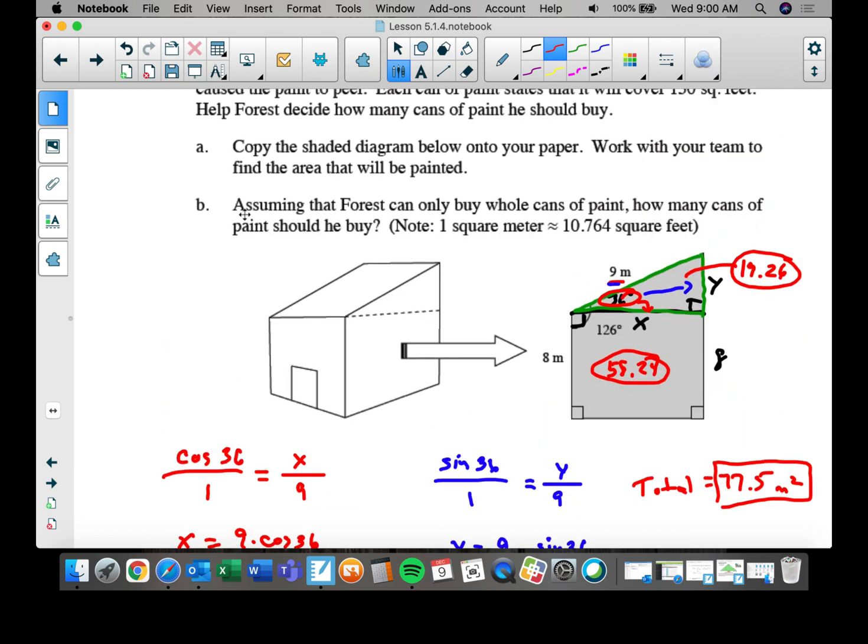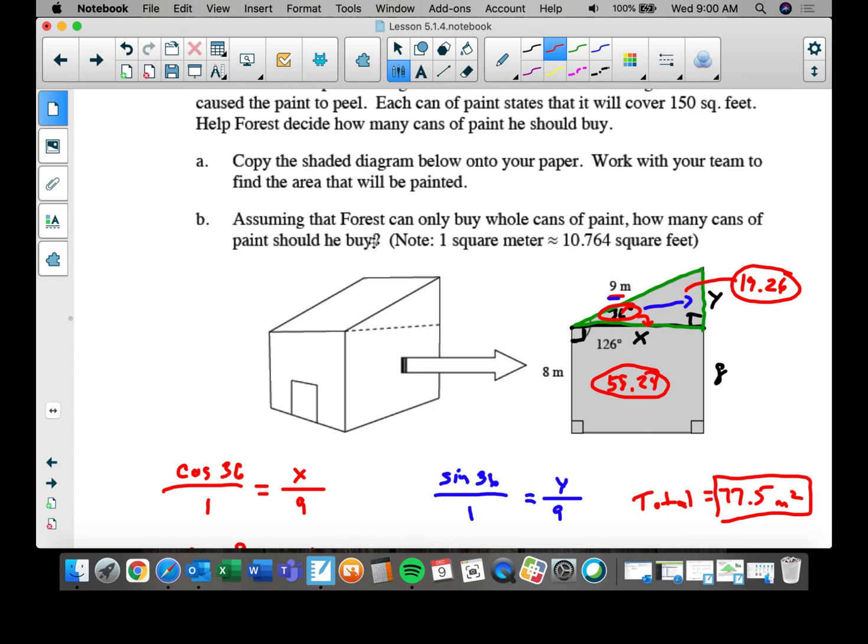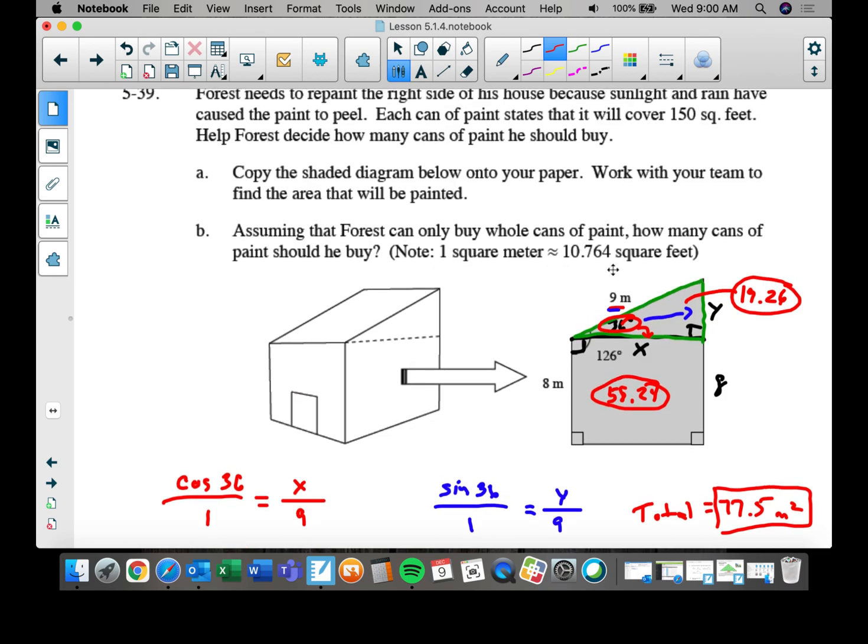And so now, in part B, it says assuming that Forrest can only buy whole cans of paint, how many cans of paint should he buy? And notice it says 1 square meter is equal to 10.76 square feet. And remember, if you come back up here, 1 can of paint covers 154 square feet. So now we've got to do some conversions here. I need to get my answer first into square feet, then I can figure out how many cans to buy.